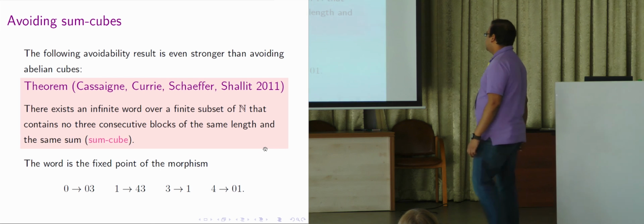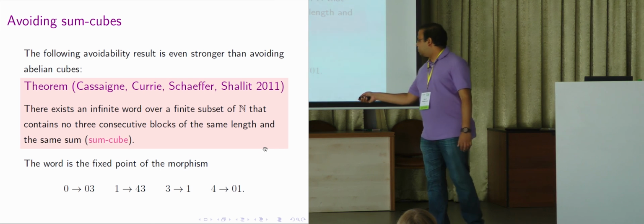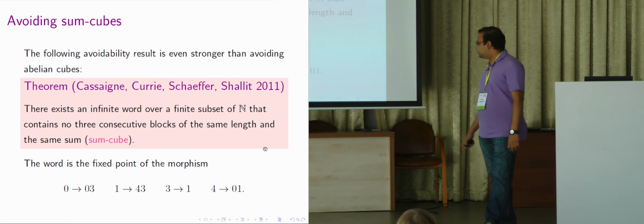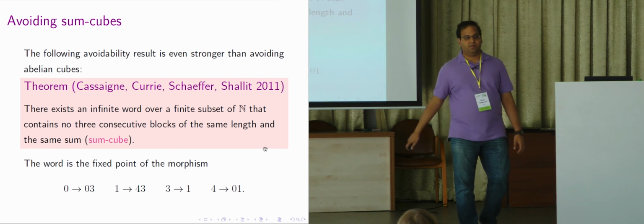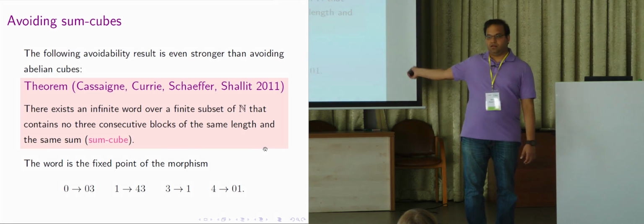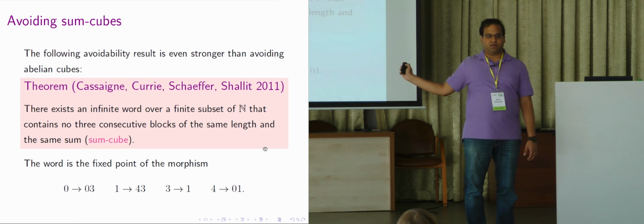And so they were able to show that the word generated by iterating this morphism has this property. And this is not easy. The proof of this is quite difficult.